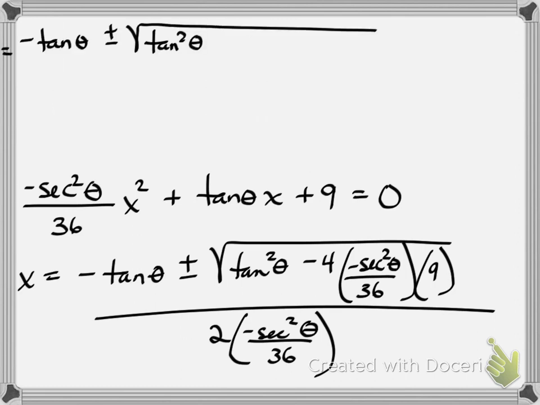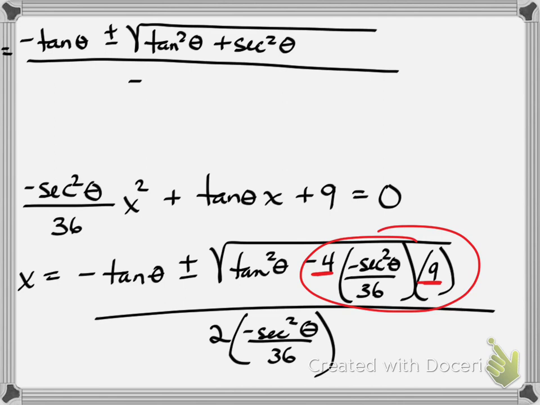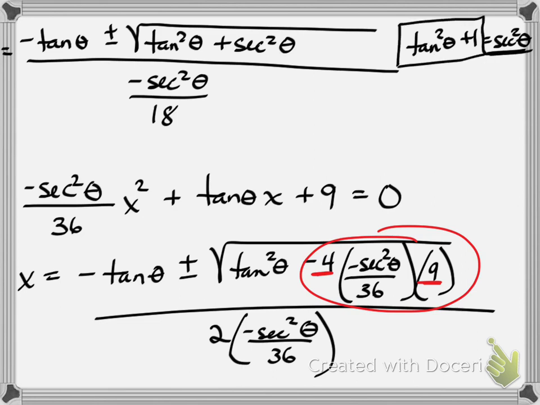Okay, so I'm continuing this up a little higher. This is actually really nice. Negative 4 times 9 is 36, and I'm dividing by 36, so that's just a 1. And a negative times a negative is a positive, so it's just plus secant squared theta, all over negative secant squared theta over 18. To finish this next step, we need to realize that secant squared theta is tangent squared theta plus 1. That's a Pythagorean identity from last year. Let's see.